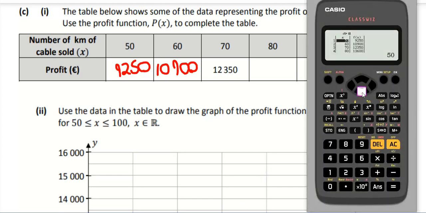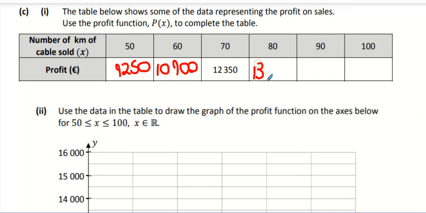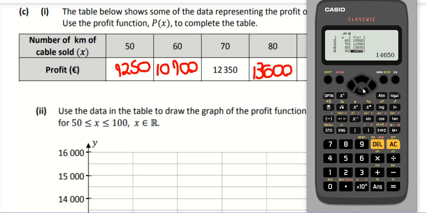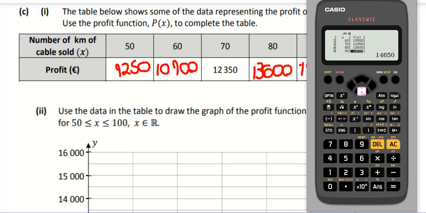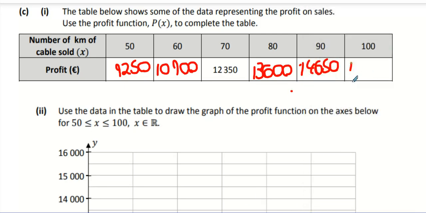They're very nice. They tell me what 70 is. So if I've entered in my calculator correctly, it has to match up. Then 80, 13,600. 90 is 14,650. And finally, last one is 15,500. I have to draw this now.